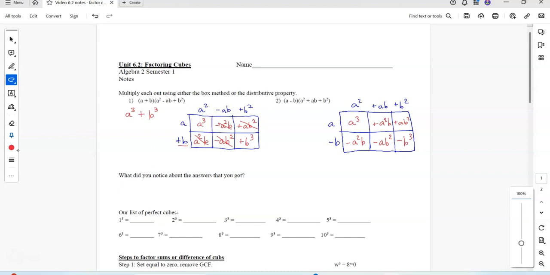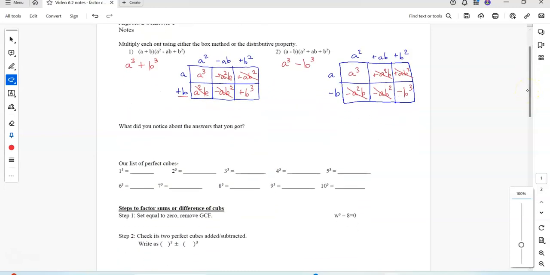All right, so again, I notice I start with a cubed, but then I see some canceling a squared b's and some canceling ab squareds. So all that's left is minus b cubed. All right, so what do we notice about the answers we got? Well, in both cases, we had a binomial, only two terms. And if you look at those terms, they were both raised to the power of 3. So they are what we're going to call perfect cubes.